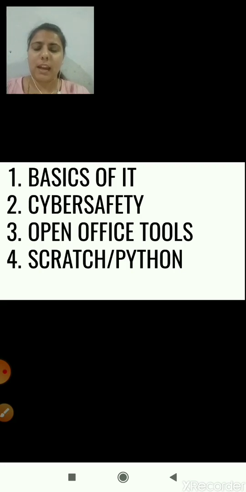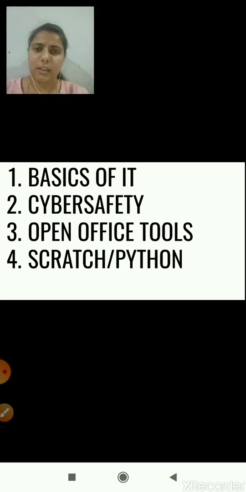Students, there are total 4 units in our syllabus. First unit, Basics of IT, Information Technology. Second unit, Cyber Safety. Third unit, Open Office Tools. Fourth unit, Scratch and Python. First two units are of theory. Third and fourth units are practical units.